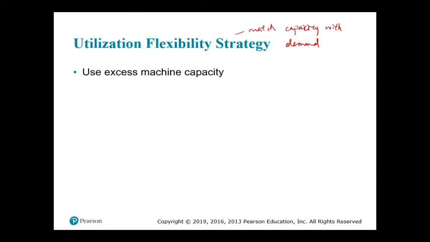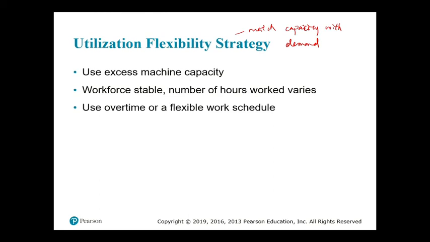So in this case, the number of workers is kept relatively stable, and instead we vary the number of hours worked. And the way we vary the number of hours worked is by using flexible work schedule or overtime. Comparing to the chase strategy, because workforce is now kept stable, it has a much better morale situation and solves the morale problem that's in chase strategy.